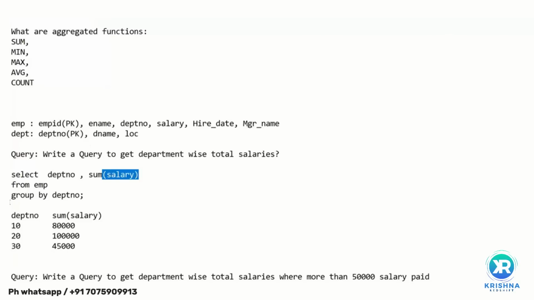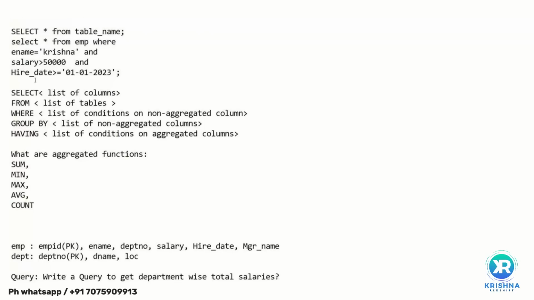Then group by has a list of non-aggregated columns, and in the having clause we can have filters or conditions on aggregated columns. I have told you what aggregated and non-aggregated mean. For example, if you see this query here, department and sum of salary. So department is a normal column in a table. I was talking about this, that we had discussed in the last class.